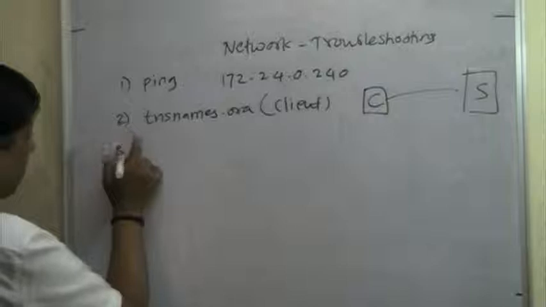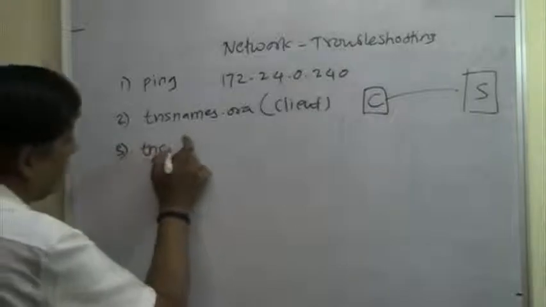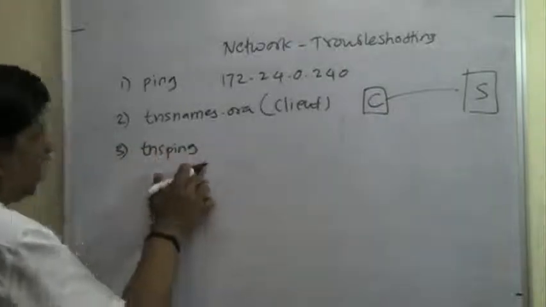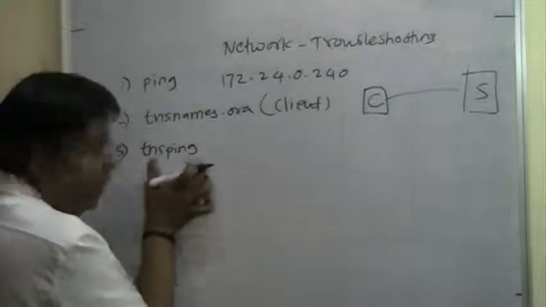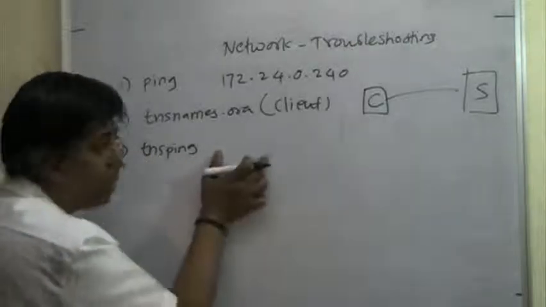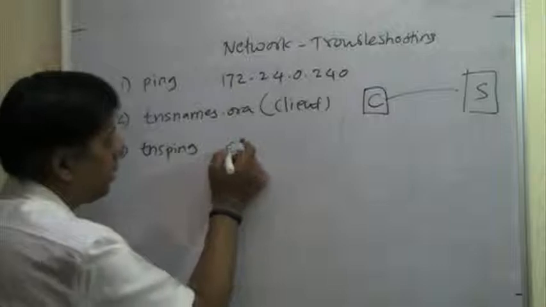If that is correct, then the third step is tnsping. This is a Unix command again. It is provided by Oracle software. tnsping, and then not the IP address but the connection string.